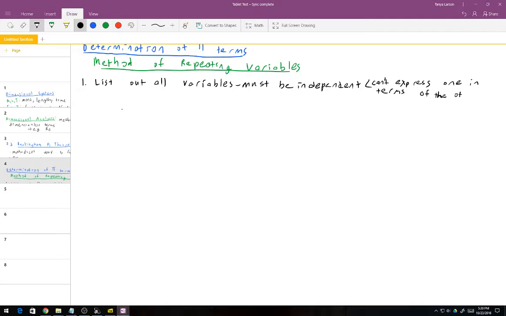For example, if I were looking at a fluid statics problem, I wouldn't want to include both, say, density, mass, and volume of the system as 3 of my variables, because I can say that density is just mass over volume, so that wouldn't work out. Those are not independent variables.